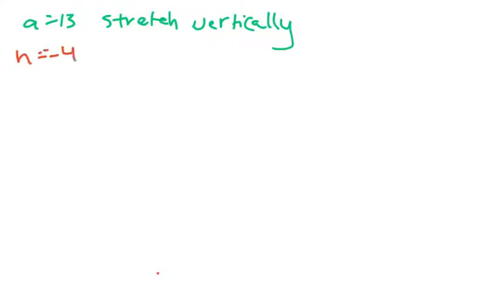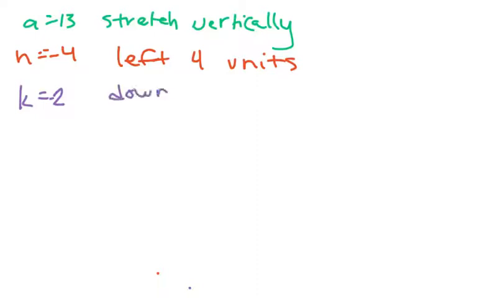And so what that's going to do is move our function left 4 units. And then the last one was that it has a k of negative 2, and so we're going down 2 units.